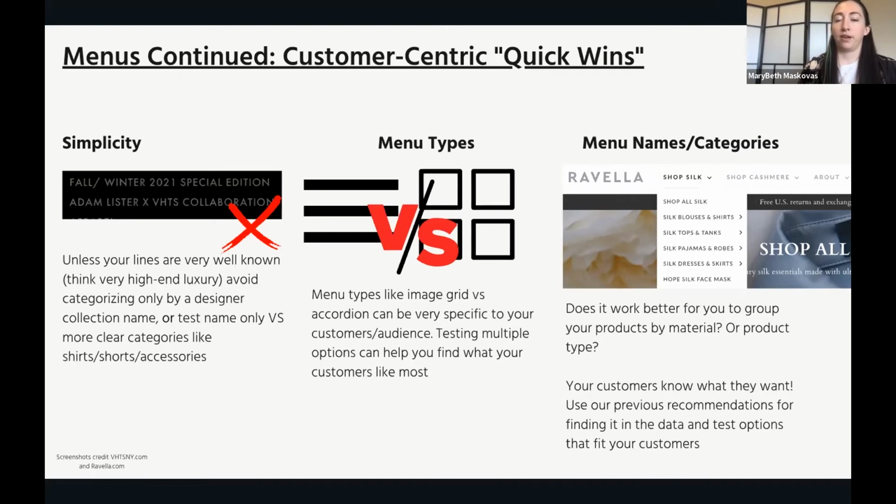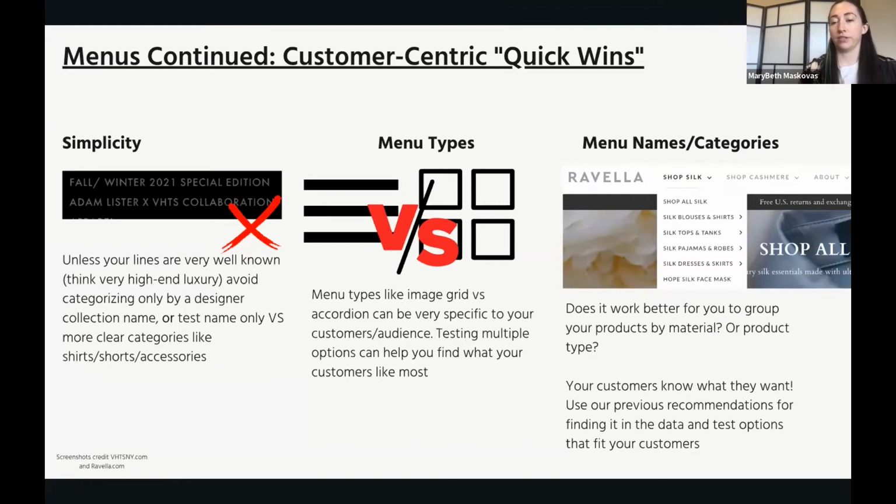Menu types, when we're talking about the actual structure, is really interesting. I don't know if you've ever seen an image grid style menu where you can see pictures for each category. Also, even just the pure structure of is it an accordion or a hamburger menu or not? Testing these options can help you understand what your customers like most. There's a lot of things out there, and there may be some things that are best practice or not, but really you're trying to get to the bottom of what makes the most sense for your customers specifically.